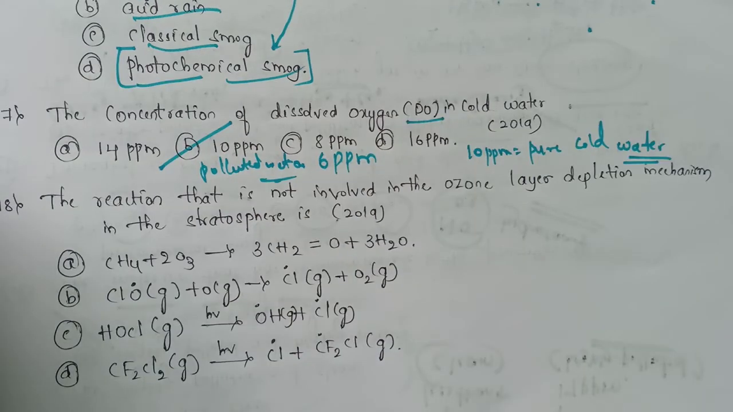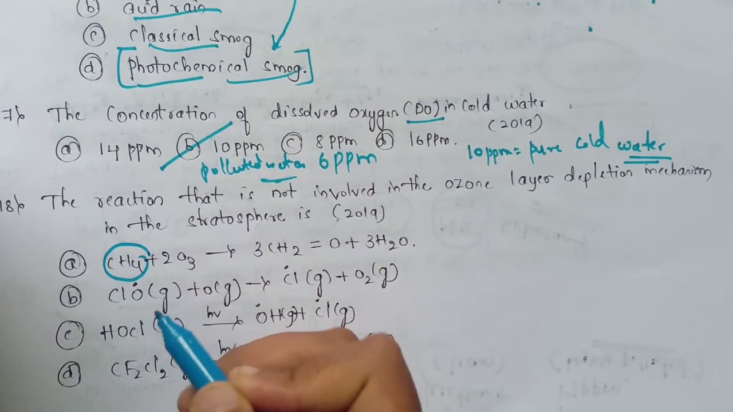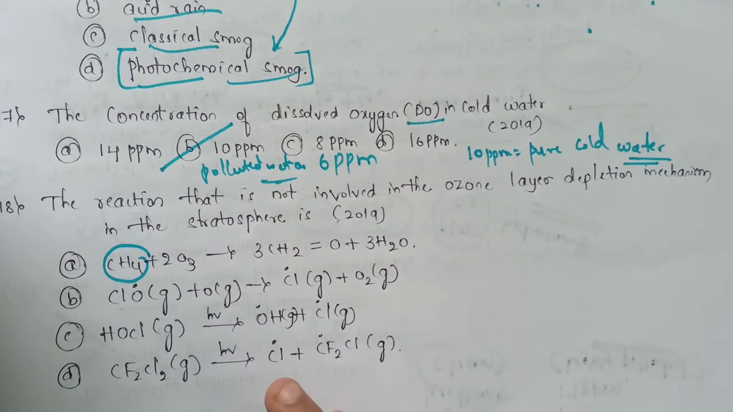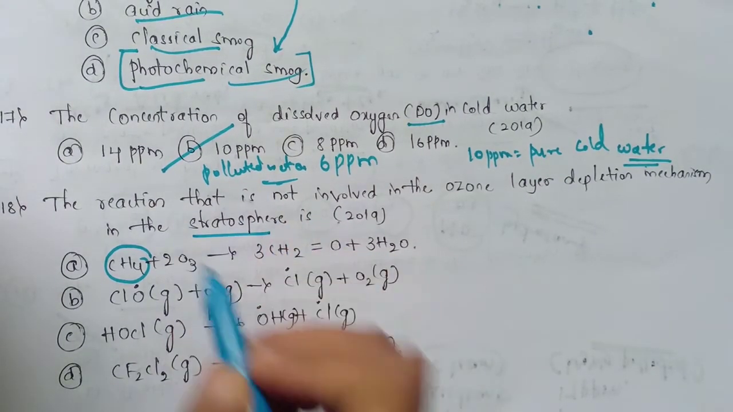The 18th question is, the reaction that is not involved in the ozone layer depletion mechanism in the stratosphere is... We know that ozone layer depletion is mainly due to the chlorofluorocarbons only. So here you can see CH4 is present, it is a hydrocarbon. We know that it will not occur in the stratosphere, it is only related to tropospheric pollution, that is formation of photochemical smog in the troposphere but not in the stratosphere.